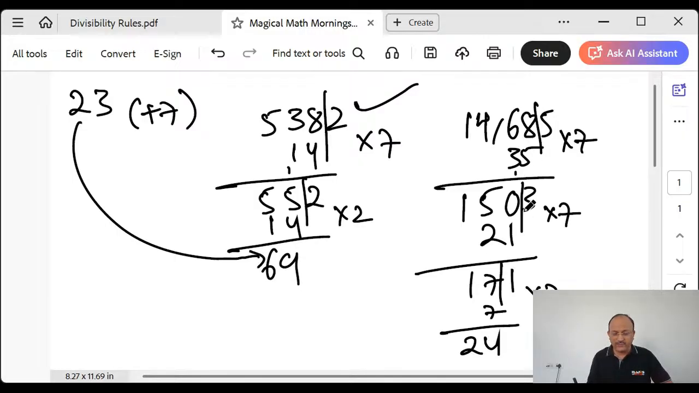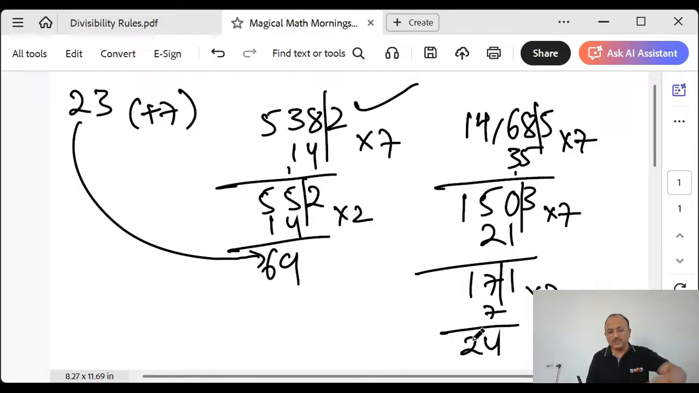Is it correct? What did we do? Yes. 7 fives are 35. 8 plus 5 is 13. 4 plus 6 is 10, plus 4, 5. 7 threes are 21. 5 plus 2 is 7. Then times 7: 7 ones are 7. 17 plus 7 is 24. Yes, you get the remainder as 1. Just cross check once. I am getting 11. That's why it was this one. Just cross check, either 11 or 1.